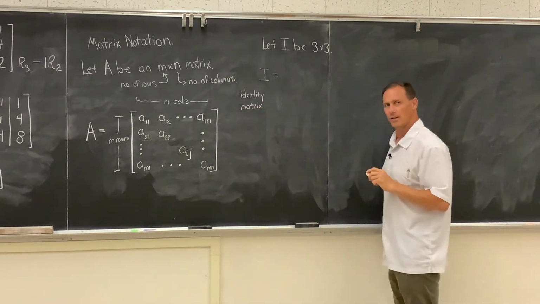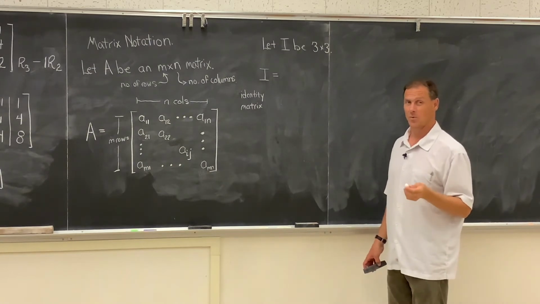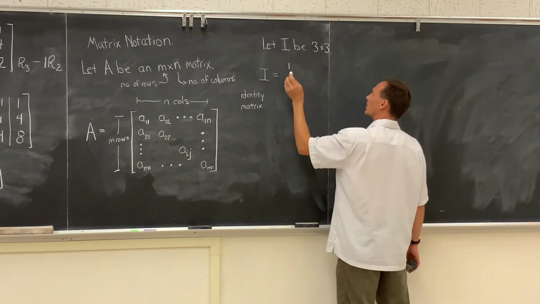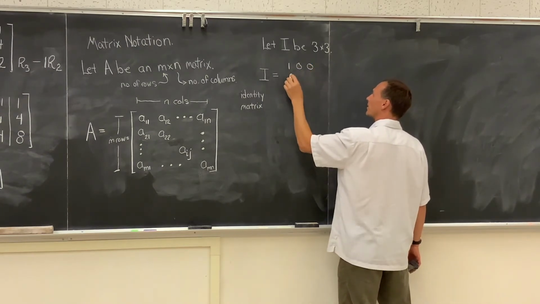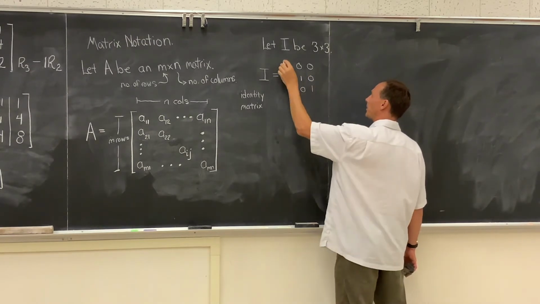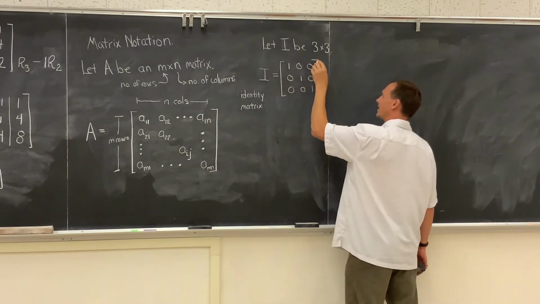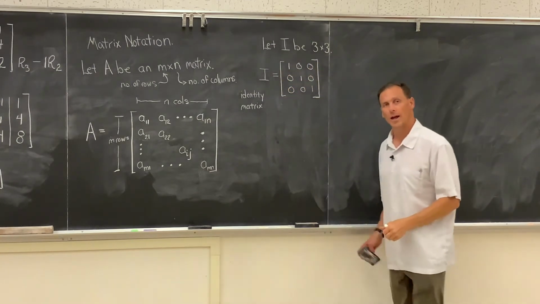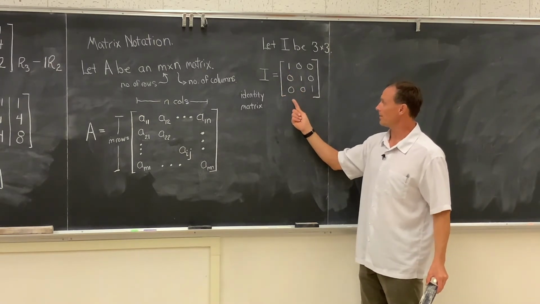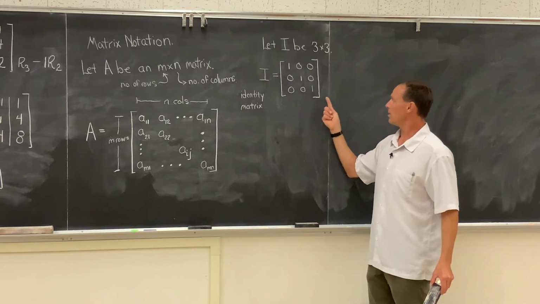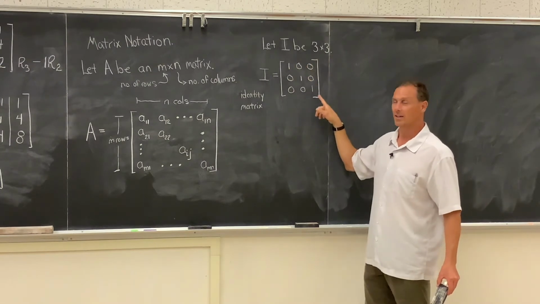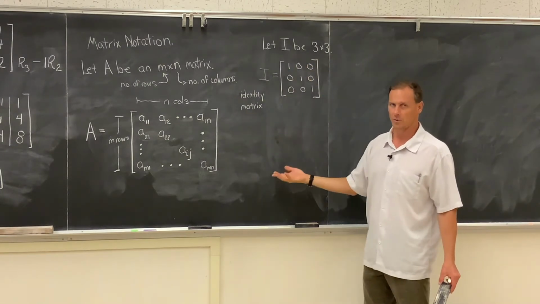It's the equivalent of the multiplicative identity 1, but in the world of matrices. This one looks like this: 1, 0, 0, 0, 1, 0, 0, 0, 1. That's the 3 by 3 identity matrix. It's always this pattern. If it was a 4 by 4, then your fourth row would be 0, 0, 0, 1. It's always 1's on the diagonal, 0's everywhere else, and it's always a square matrix.